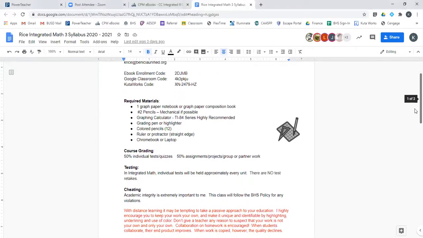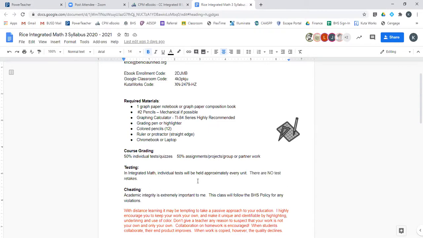So grading for this class, the math department decided to change it since we're all online, at least for now. Half of your grade is going to be your individual tests and quizzes, and then half will be your assignments. So assignments are weighted a lot more heavily. It used to be 80% test and 20% assignments, but since that's where we're going to be spending most of our time, that's where we decided to do.